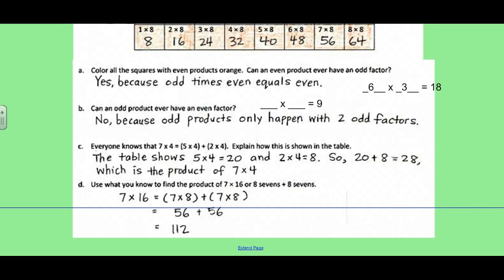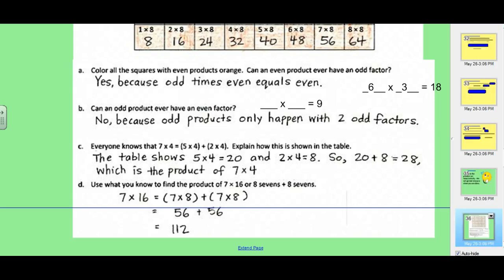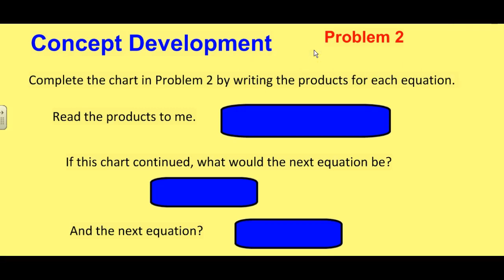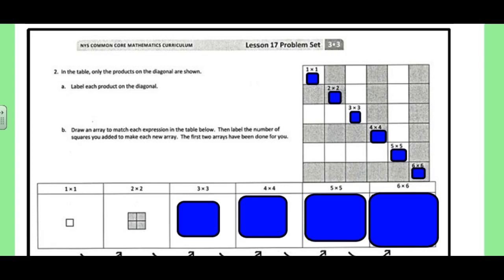Okay, going back to the concept development before we move on in the problem set. Complete the chart in problem 2 by writing the products for each equation. So when you're looking at problem 2, you're only going to write the answers to 1 times 1, 2 times 2, 3 times 3, 4 times 4, 5 times 5, and 6 times 6. So on your problem set, I want you to write the answer in those squares to those equations. Push play whenever you're ready to check it.